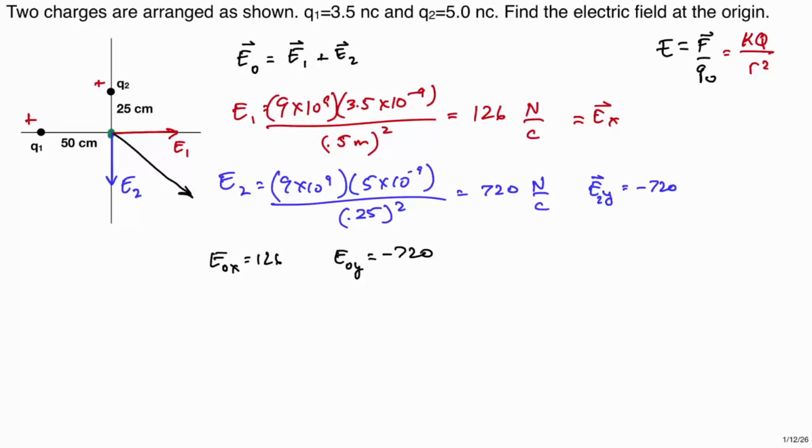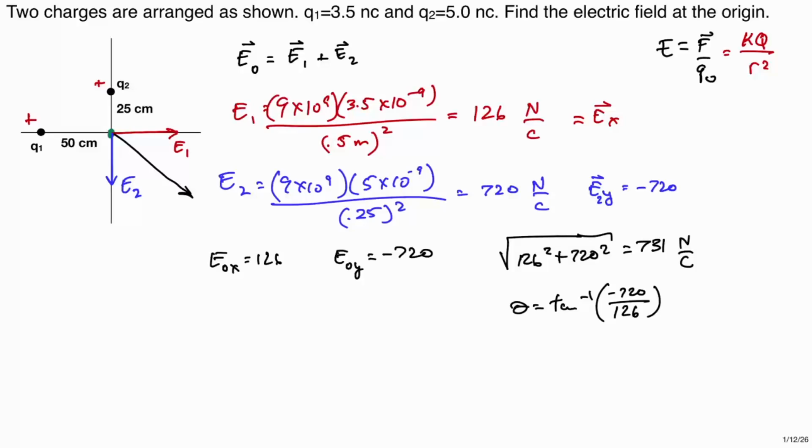Okay. And then if I want to know the magnitude, that's 731 newtons per coulomb. And then the angle, I got negative 80 degrees out of the inverse tangent. Why are we adding 360? Because we're in the fourth quadrant, and I cleverly erased my trick up here. Plus 360 gives me 280. So there's my angle, there's my magnitude.